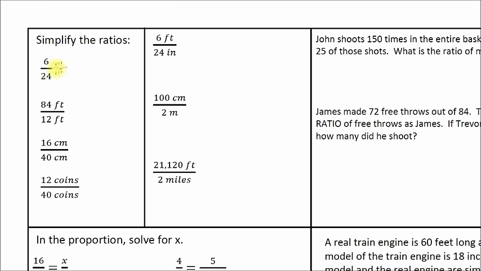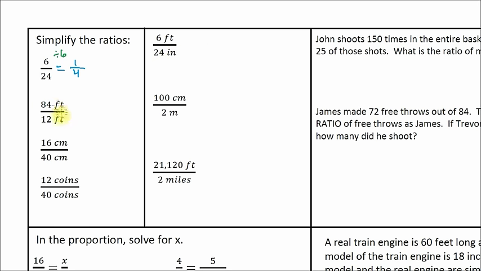Well, I've got no units of measure here. All I have to do is reduce the fraction. I can divide the top and bottom by 6. Divide top and bottom by 6. So therefore, 6 divided by 6 is 1. 24 divided by 6 is 4. We're done. That's as much as we can simplify this ratio.